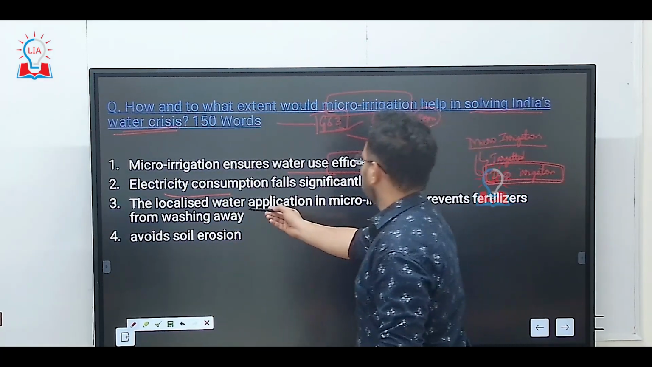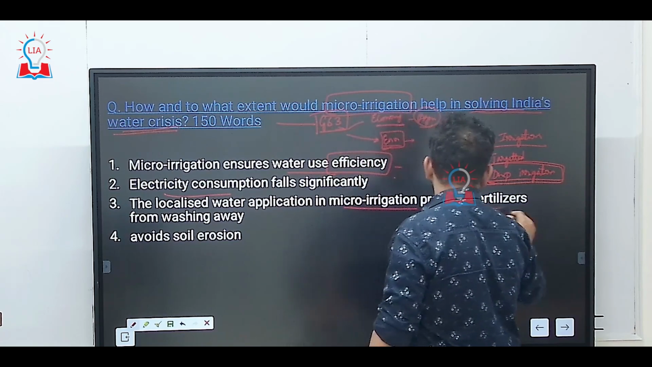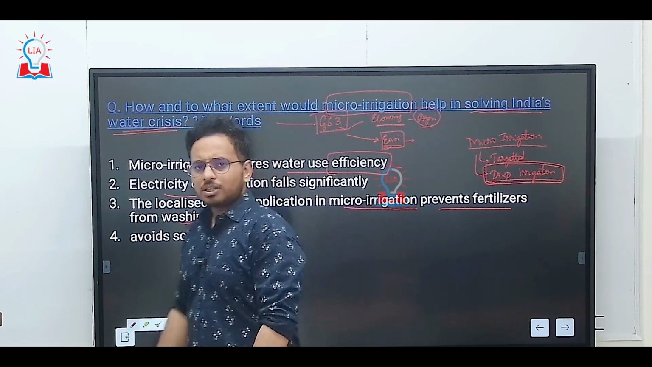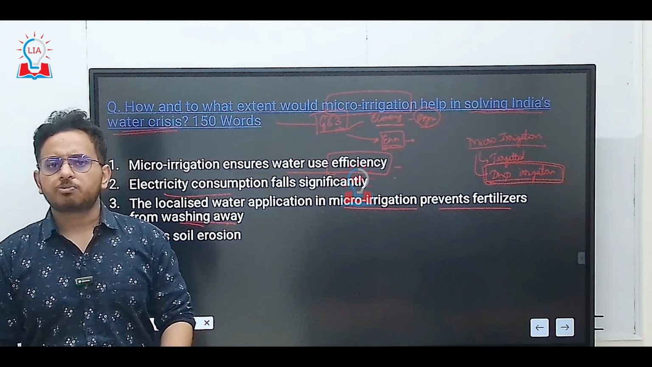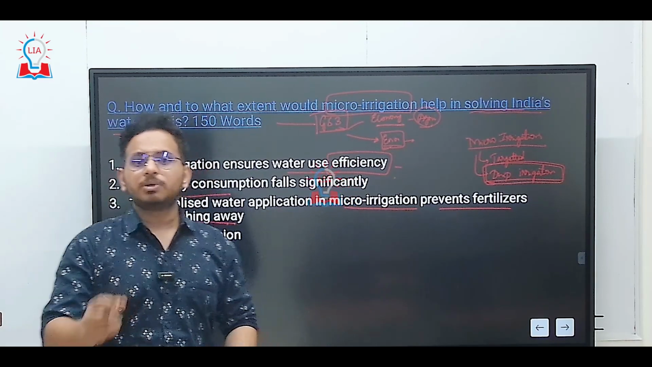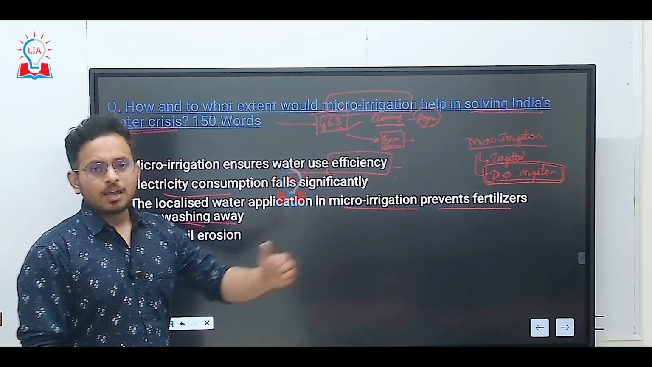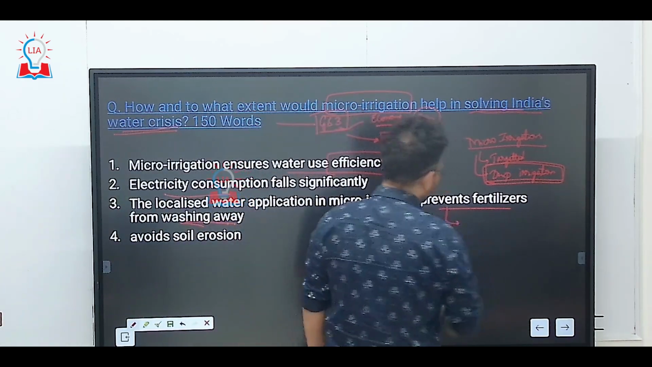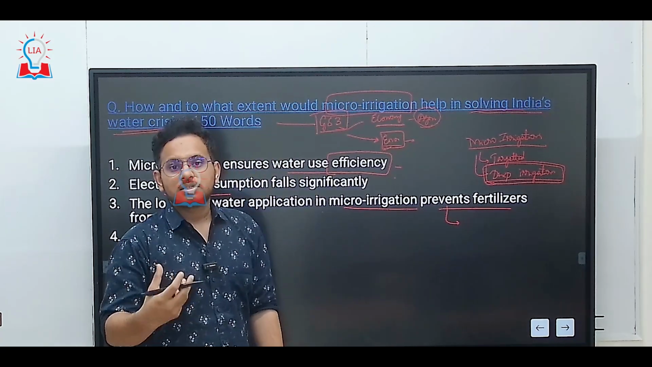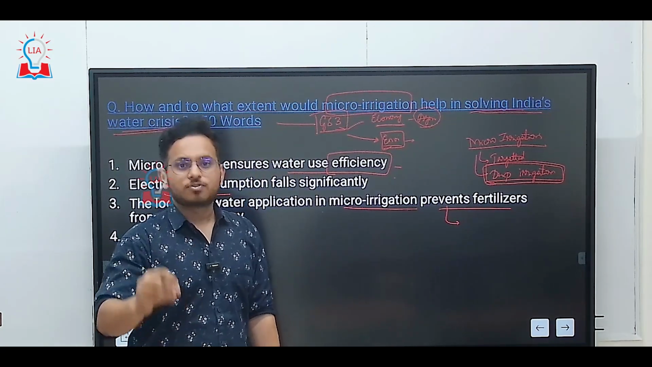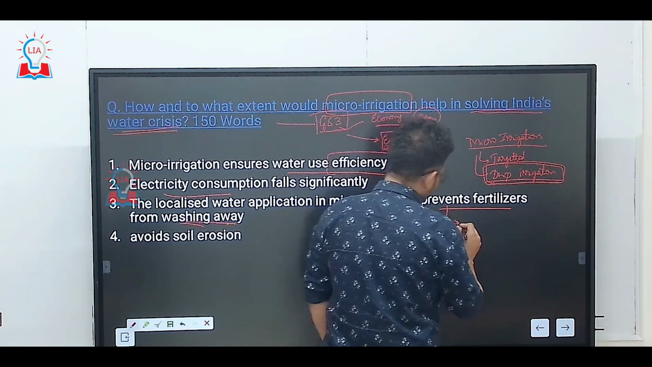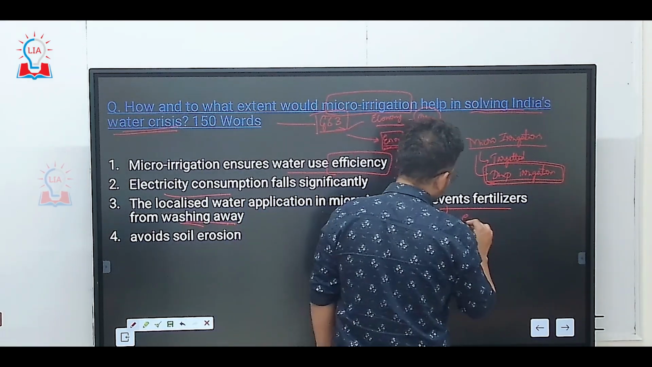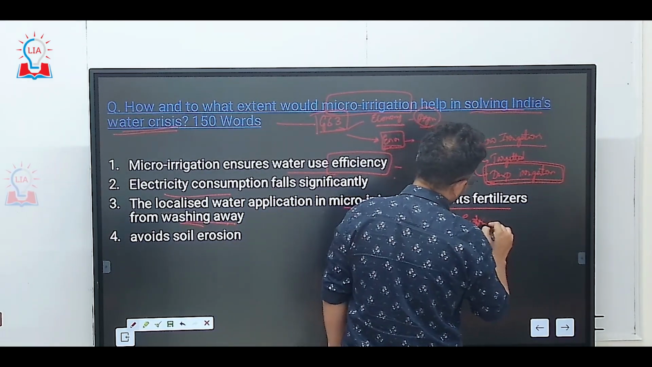The localized water application in micro irrigation prevents fertilizers from washing away. Just imagine two scenarios where the water is just flown into the crop field. If the water is just flown, the fertilizers that have been applied will all get washed away. If the fertilizers are getting washed away, plants are not getting enough nutrients. This is one reason. Second, if this fertilized water ends up in a local water source, let's say a pond, then it causes something called eutrophication.